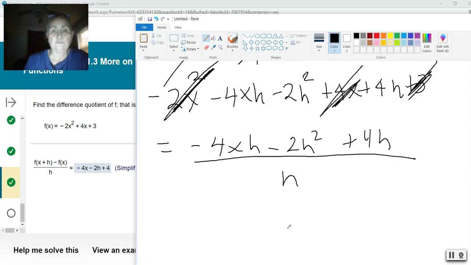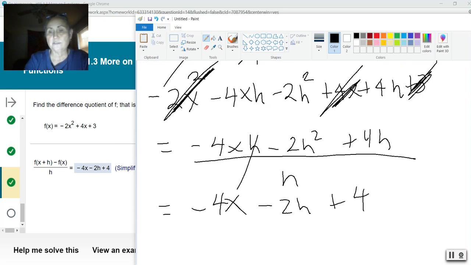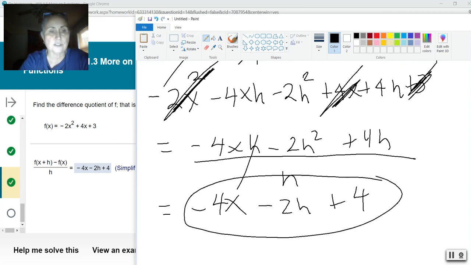Every term has to be reduced down by h. So take this one, it has one h, it's going to go away. This one has two, it's going to have one left. This one only has one, it's going to have no h's left. Negative 4x minus 2h plus 4. Much, much more informal. Same mathematics, just not written out the same.